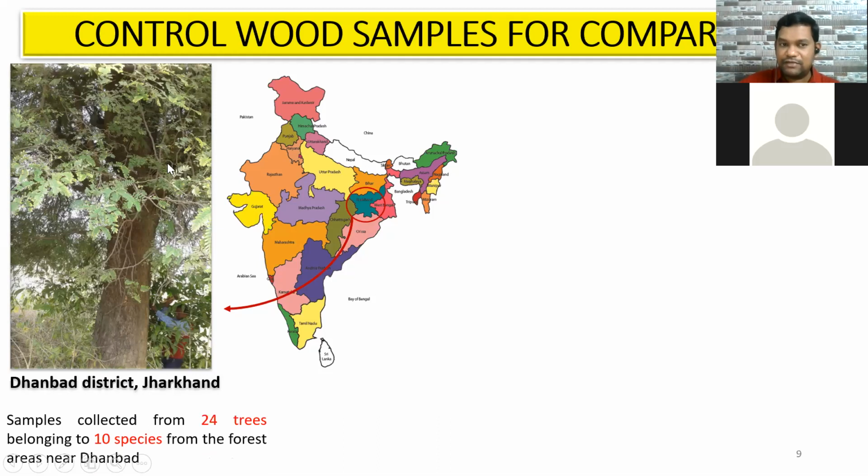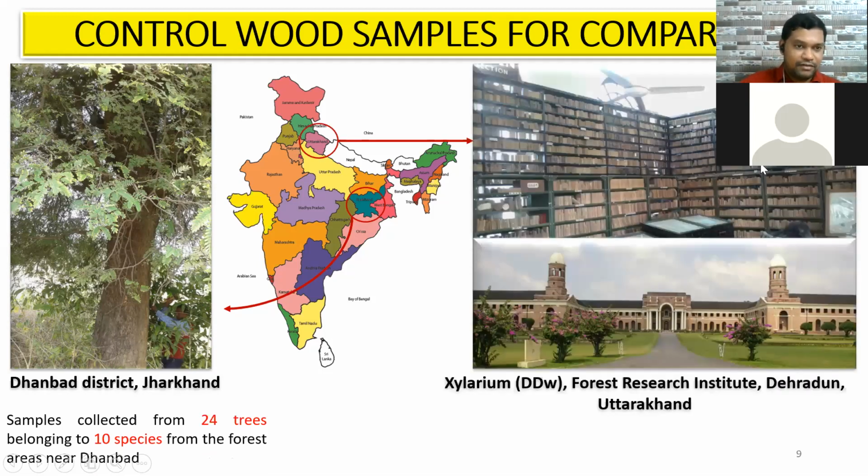There were some species which were not available, and for that I had another good option, and that was from my institute where I did my PhD, that is FRI Dehradun in Uttarakhand. There is a xylarium located there. A xylarium is a place where there is a collection of wood blocks which has been collected and preserved over many years. And in the xylarium of FRI Dehradun, there are more than 25,000 species from which the wood samples are kept and still preserved.